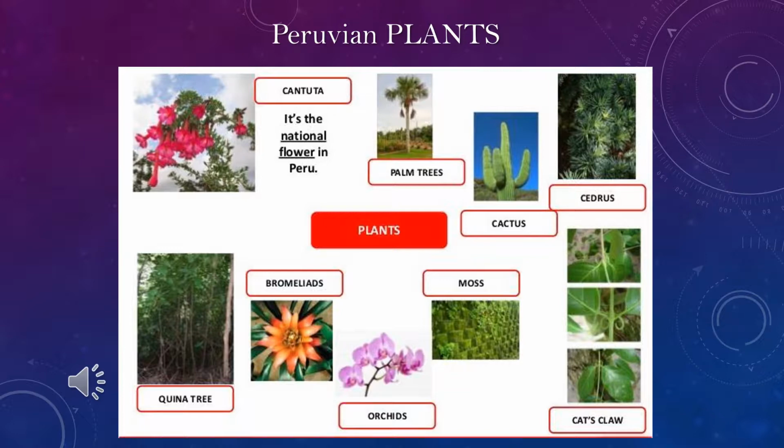Here we have the most representative Peruvian plants. We can take a look over these plants and compare with the vegetation in the rest of the continent. As we said before, we can find the cantuta as the national flower in Peru. We can also find palm trees, cactus. This is normal because Peru has an important part of its territory as a desert. We have cedrus, we have quina tree, bromeliads, orchids, and moss and cod clones.